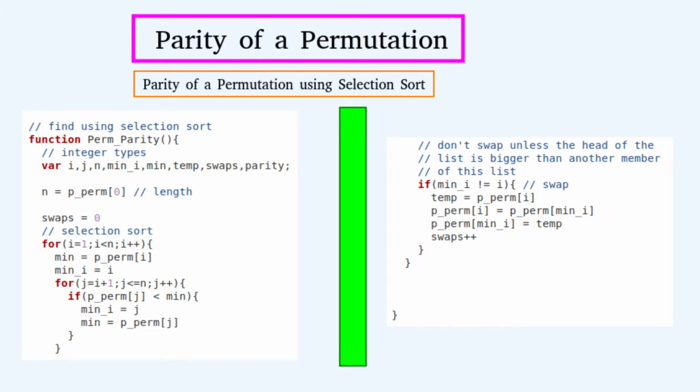And because this swap represents a permutation swap, we can increment the number of swaps that we've found by 1 each time we make a swap. So the number of swaps will be stored in the variable called swaps, and the parity of this permutation will be 1 if the number of swaps is odd, and 0 if the number of swaps is even. This can best be represented by this modulus equation. And finally, we can return this variable containing the parity of this permutation.